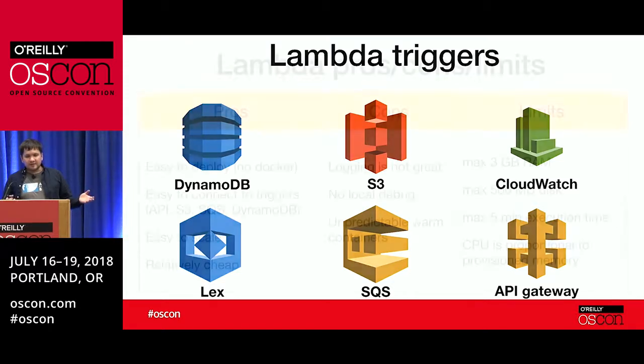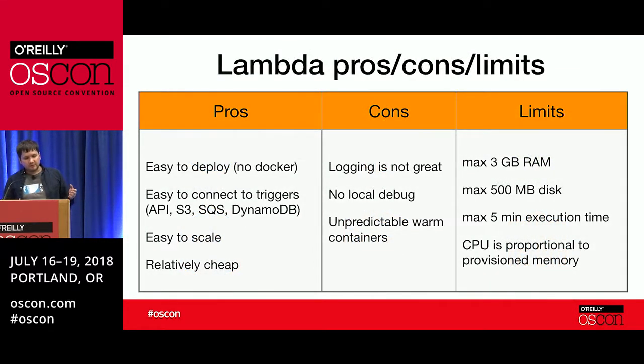So what are some of Lambda's pros and cons? It's extremely easy to deploy. You don't need to know Docker. You don't need to know anything about containers. It's extremely easy to connect to other AWS services, so it's easy to create a whole process within the AWS infrastructure. They're very scalable, and they're relatively cheap.